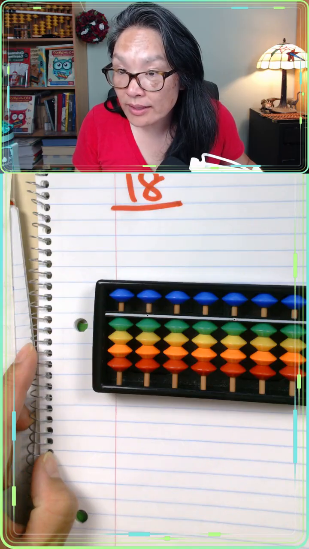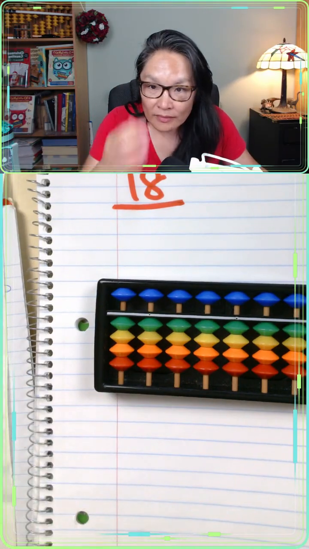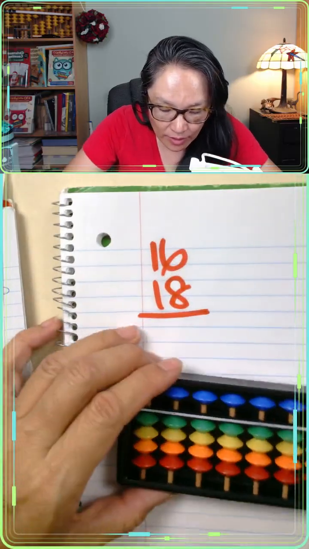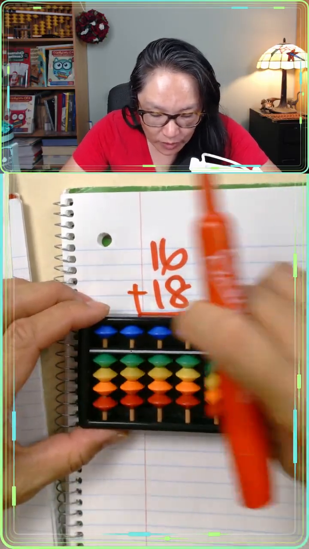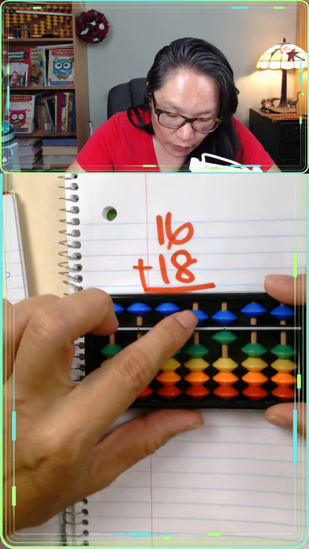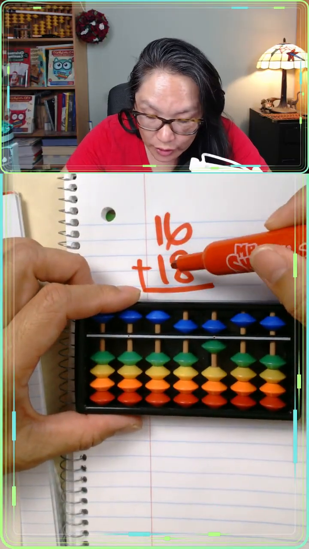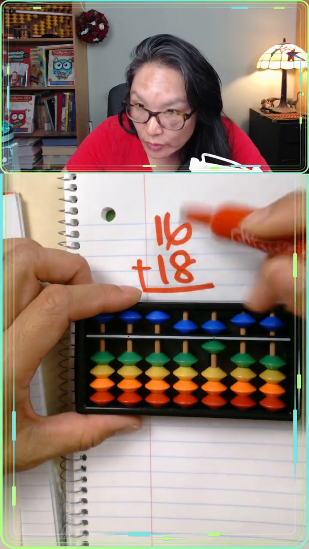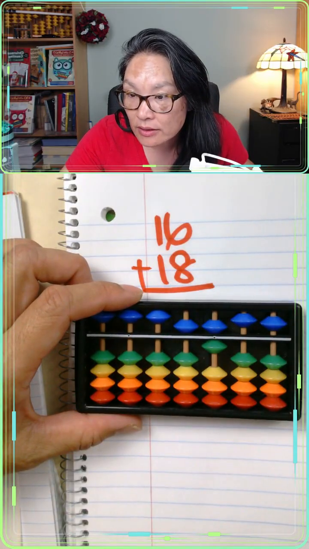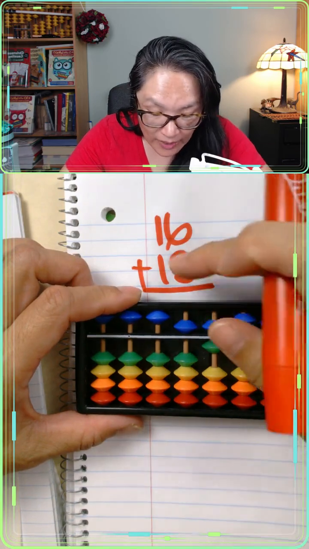Where is my... There we are. Okay, so we'll do this first. We have 16 plus 18. When we're looking, we're going to do 16, 1, and then 6, right? So we have 1 and 6, so we have 16. Then what are we going to do first? Do you want to do the 1 first, or do you want to do the 8 first? The 1 first. Okay, so we add the 1 first.